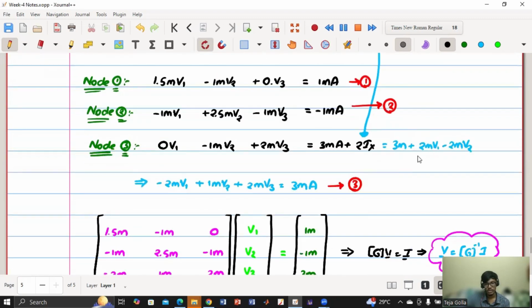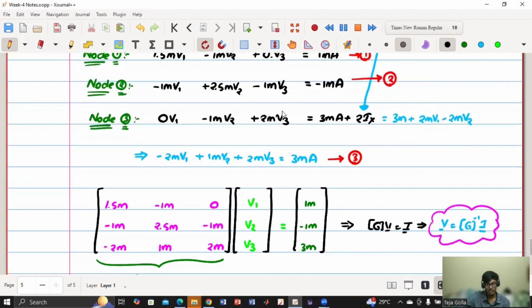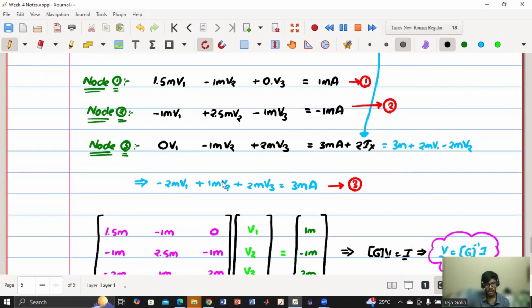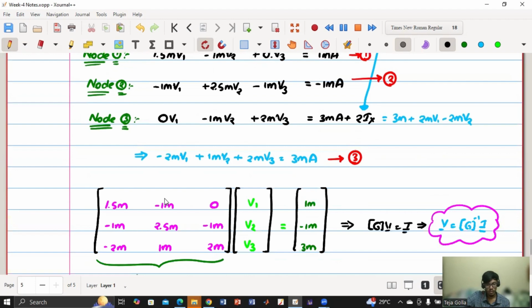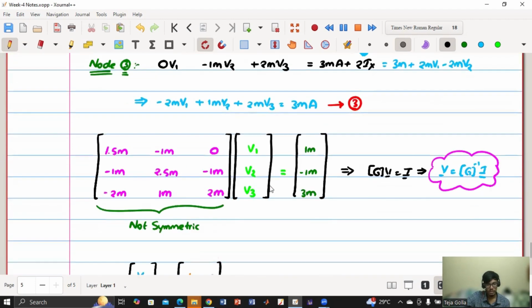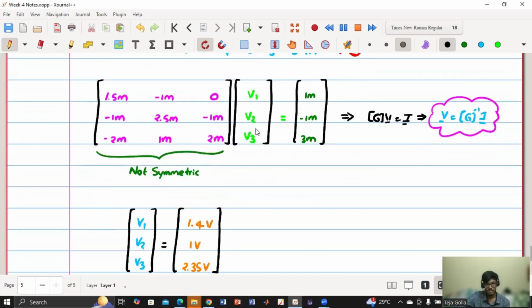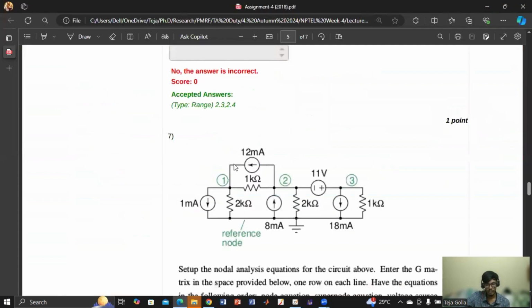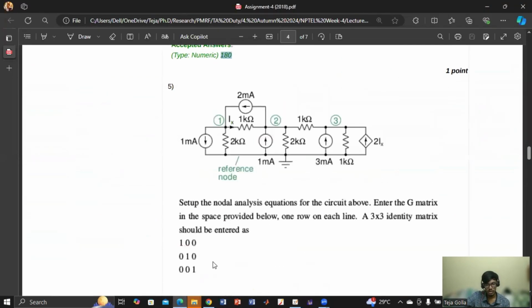Now after substituting this, we change this expression to write in terms of AV1 plus BV2 plus CV3 is equal to some constant current I naught. After that, we got the modified three equations of this circuit. Now I have written it in terms of a matrix multiplication as G into vector V is equal to vector I. So after getting this, we first verified whether whatever we have obtained is correct or wrong, and it is correct.